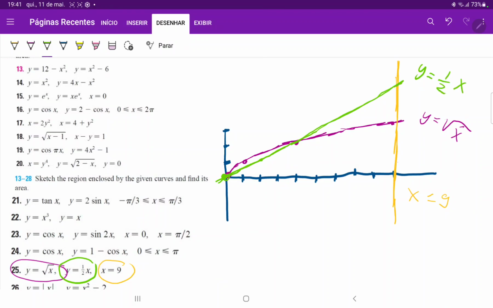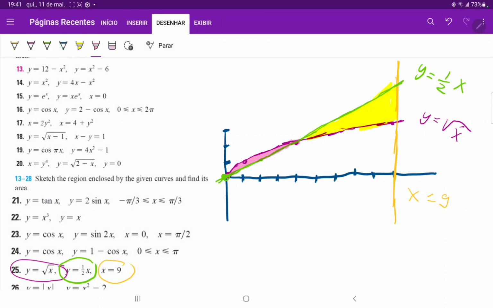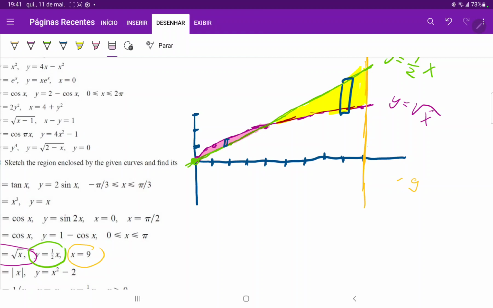Now we can see that there are two segments of area between these curves. The first segment is this one that is in yellow, and the second segment we'll draw in pink over here. Now we do have to break this up into two different integrals because in this segment over here, the purple curve is the upper boundary and the green curve is the lower, whereas for this one over here, the green curve is the upper and the purple is the lower. So we do have to break this up into two integrals.